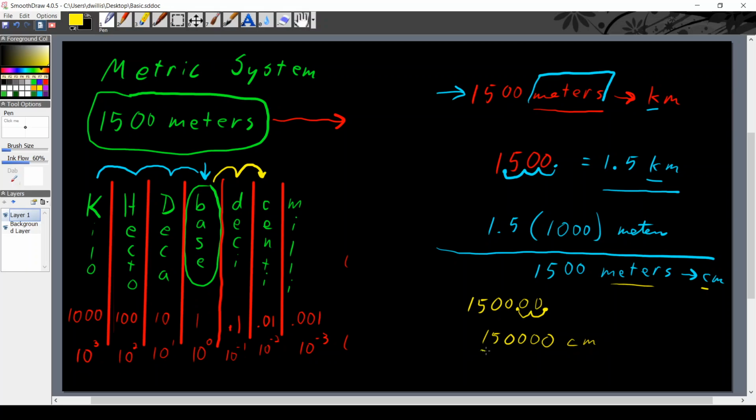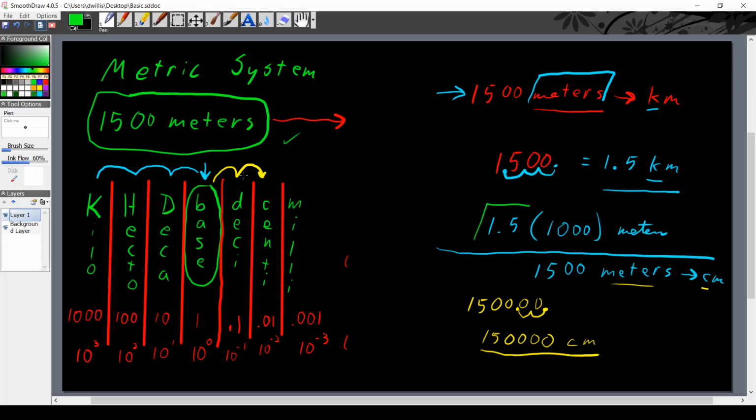centimeters. So what I want to point out is if we start with one value, 1,500 meters, and move to a bigger unit, like kilometers, because a kilometer is a bigger unit, we will get a smaller number.